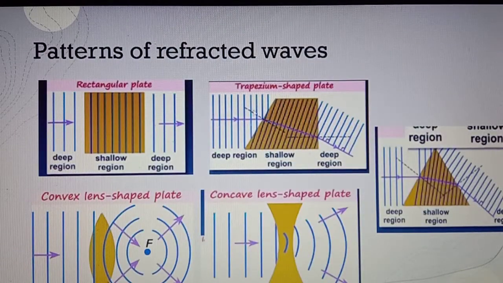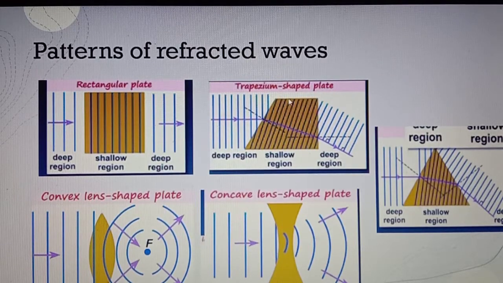Let's say we have a different perspex plate placed in the water to create a shallow region. For this one, the shape is rectangular. When the wave travels from deep to shallow and then to deep, you can see that in the shallow region we still produce straight and parallel wavefronts. The wave direction is incident along the normal line, so there will be no refraction, but the speed decreases. That's the reason why the wavelength is shorter.